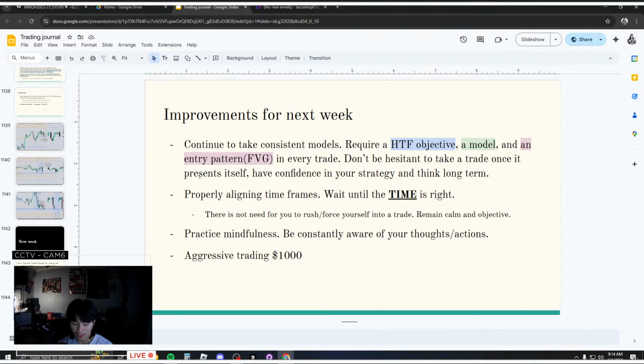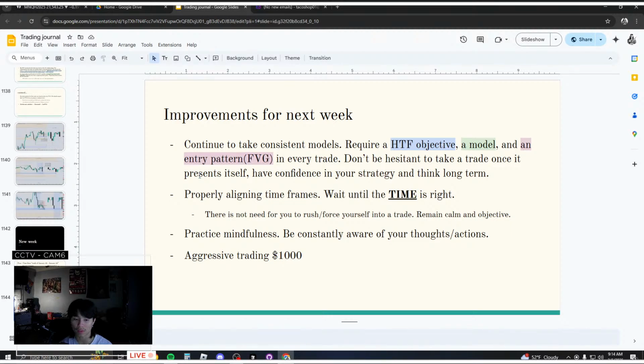But when the lower time frames are aligned with the higher time frames, that's when you should consider positioning yourself into a trade. But that's going to take patience, right? Because the time frames are not always going to be in alignment with one another. So you have to practice that patience, right?